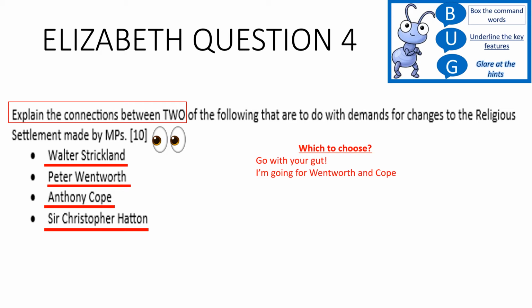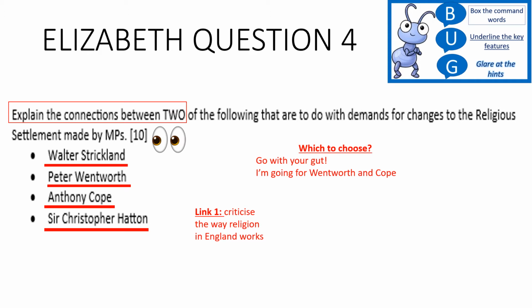Again, always best to go with your gut when choosing this question. I was naturally drawn to Wentworth and Cope, so those are the 2 I'm going to go for, but there isn't a right answer. You can connect all of them together somehow. That's why they're given to you.